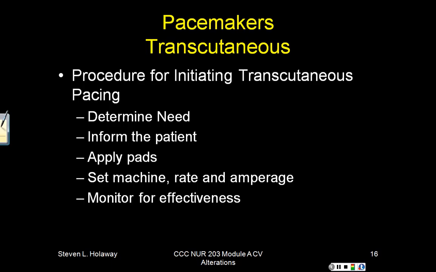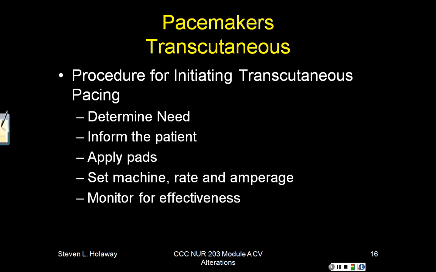With this transcutaneous pacer, we definitely want to inform the patient that we're going to be applying this pacemaker. This pacemaker can be very, very painful, so we want to make sure they understand what we're doing and why we're doing it. We're going to cleanse that patient.